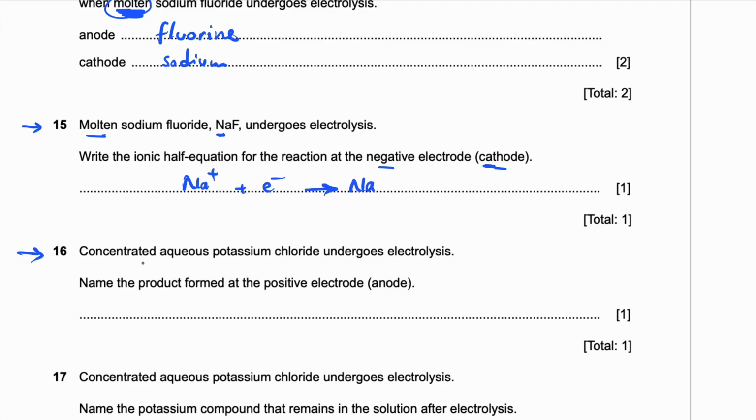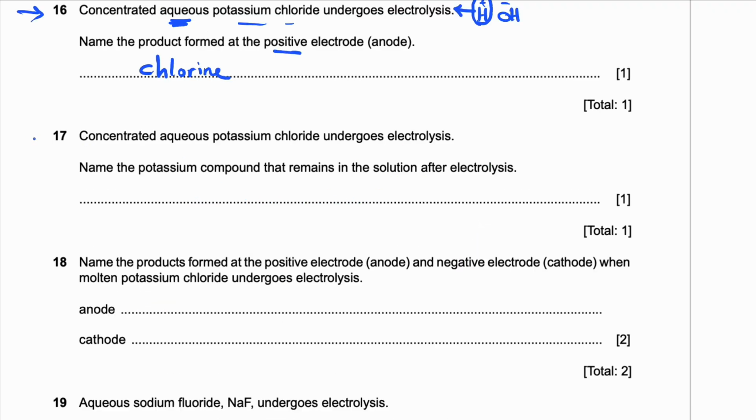Next, concentrated aqueous potassium chloride. So we have potassium chloride concentrated, so K+, Cl- in presence of the hydrogen and hydroxide. Remember, concentrated means the halide ion is going to get discharged at the anode, and cathode will have the hydrogen. Name the product formed at the positive anode. So at the anode, we have chlorine.